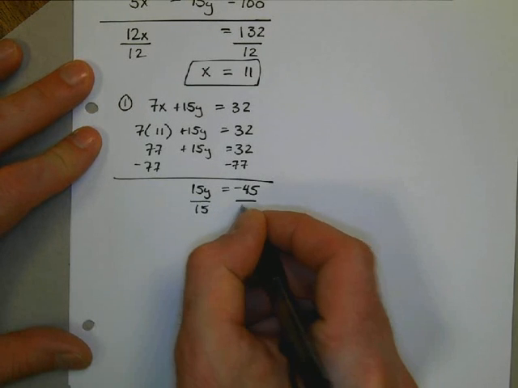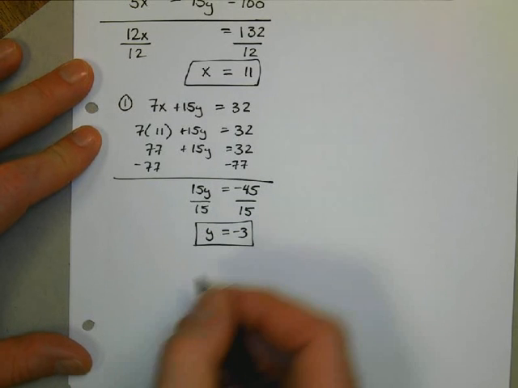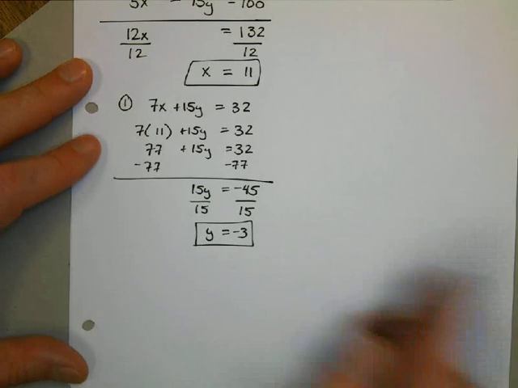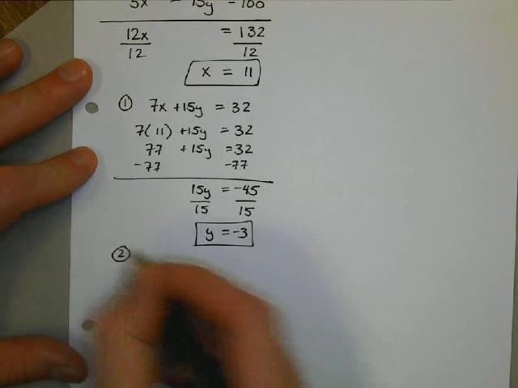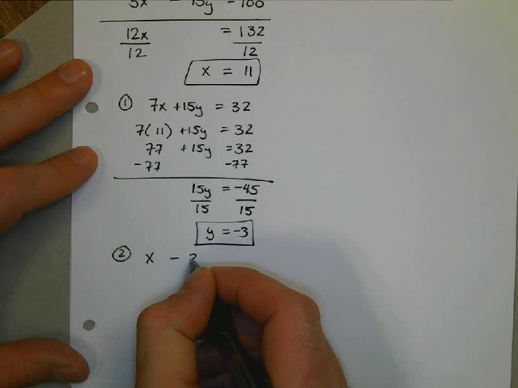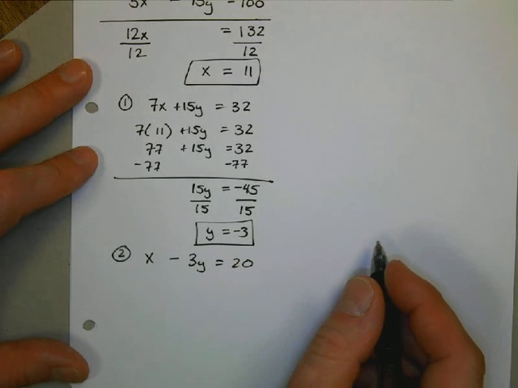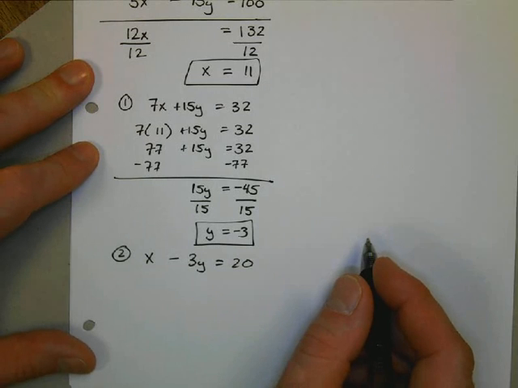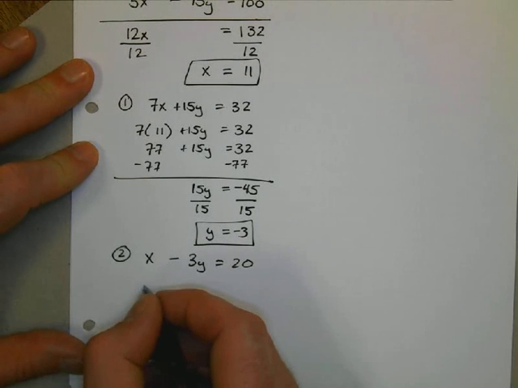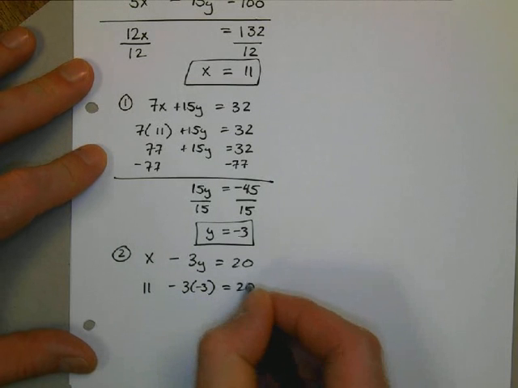With 15y equals negative 45, I'm going to divide both sides by 15. I now have y equals negative 3. I have my x value and my y value, so I can check them using the second equation because I used the first equation to solve. The second equation is x minus 3y equals 20. Notice I used the original equation and not the multiplied equation that we had in row 4.